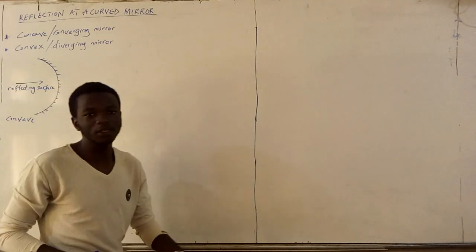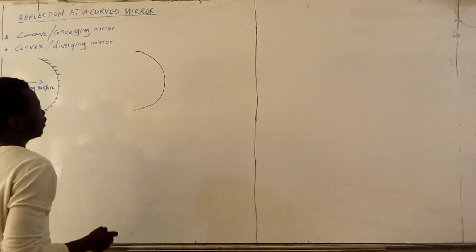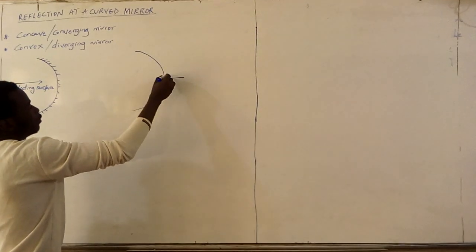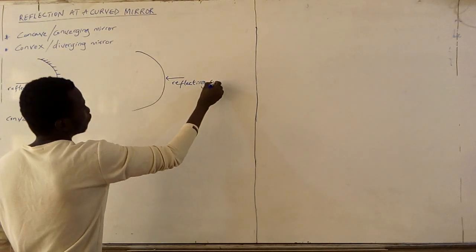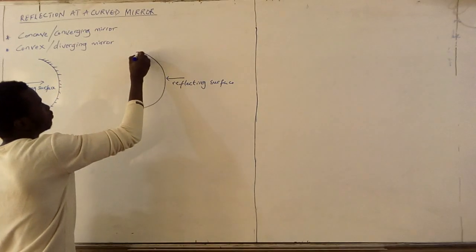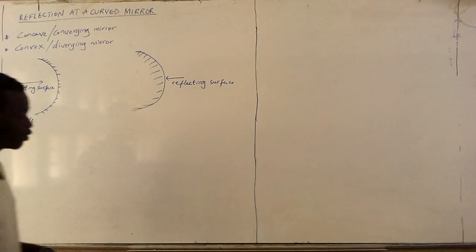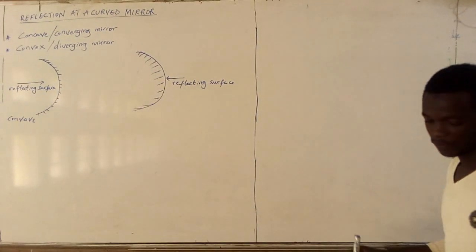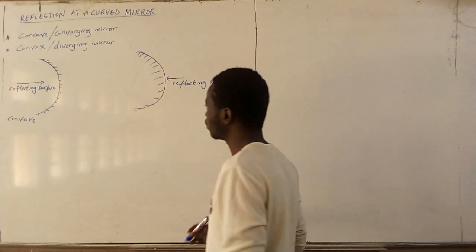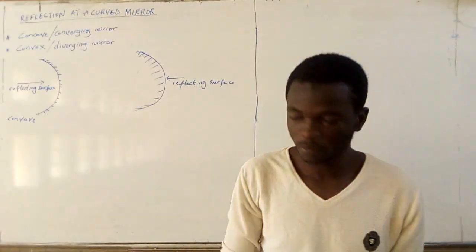While for the convex mirror, we have something like this. But instead, this side is the reflecting surface. So this place is blunt. Nothing is there. Essentially, maybe in our everyday life, we might have come across these two. So we are going to be looking at the properties of this mirror and how images are said to be formed on these types of mirror.